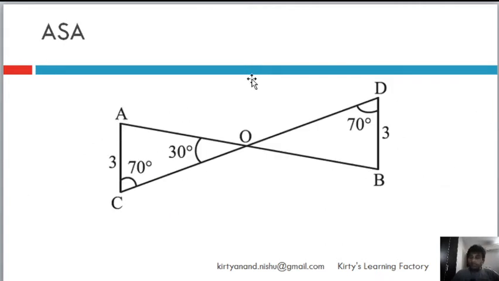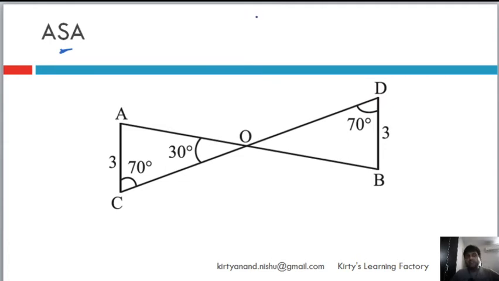Now another criterion of congruence is ASA, okay? Now S is in the middle. So basically what I am saying is that two angles are equal across two triangles and the side between these two angles is equal.